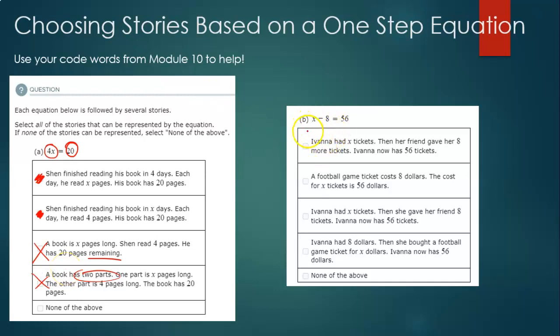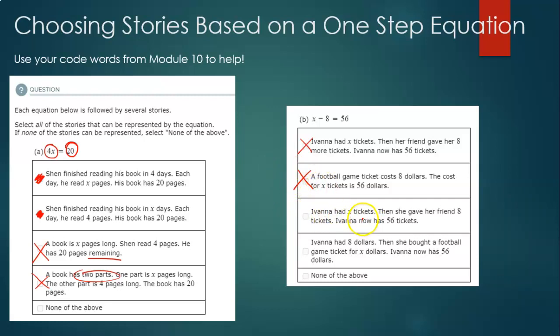For part B, Ivana had X tickets and her friend gave her 8 more tickets. Ivana now has 56 tickets. No, 8 more tickets would be an addition problem. This is a subtraction problem. A football game ticket costs $8. The cost for X tickets is $56. Now we're buying multiple tickets here, so that should have been a multiplication problem.